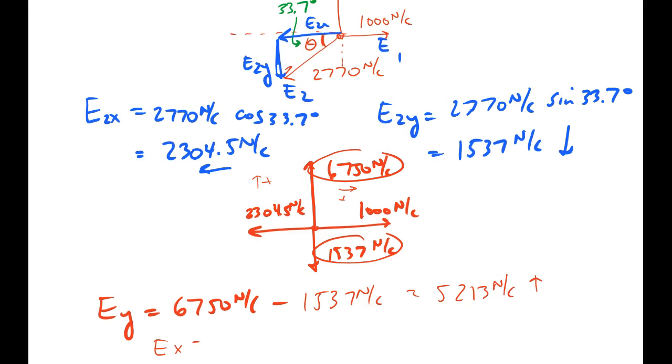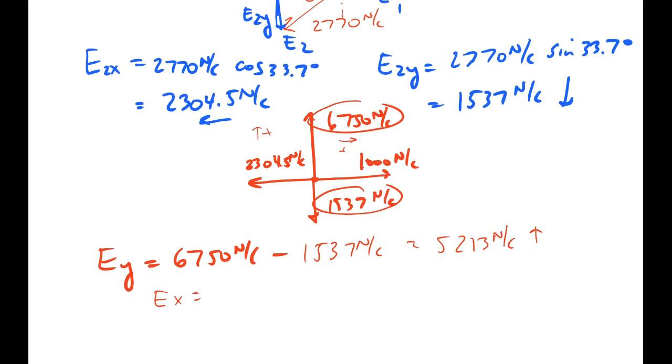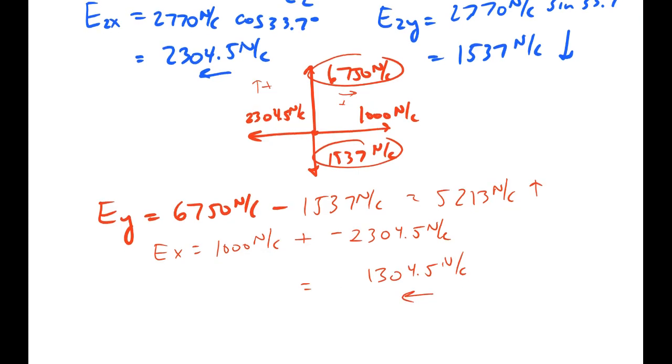And then Ex would be all the x ones. There's 1,000, so that's positive because it's going right, plus an opposite, 2304.5 newtons per coulomb. And so I get a negative 1304.5 newtons per coulomb. The negative sign simply means it's going left. Or I don't have to have the negative sign. I can just say left. So that is x. That's the x part. And this is the y part.